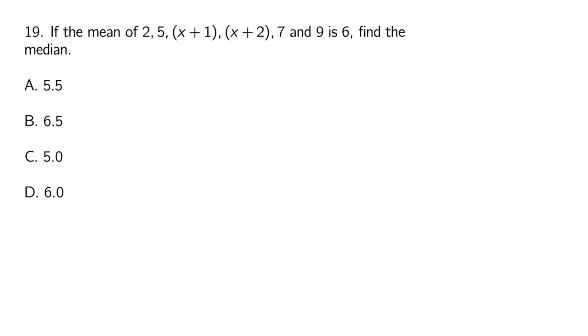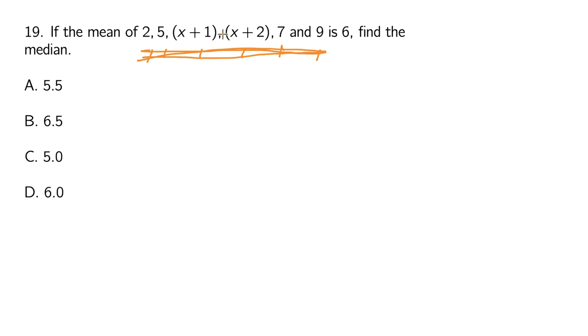Alright, the next is number 19. If the mean of these numbers 2, 5, x plus 1, x plus 2, and 7 and 9 is 6. So we have 1, 2, 3, 4, 5, 6 numbers, and their mean is 6. We are supposed to find the median. Well, the mean of a set of numbers is just the sum of those numbers divided by how many numbers there are. So we just have to add up all these numbers and divide by 6, which is how many of them we have. So what do we do?